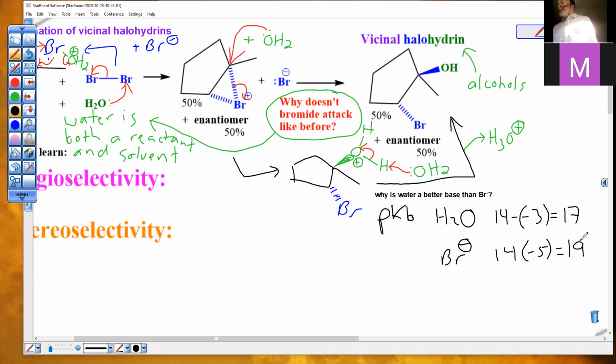That's one part of the answer. The other part of the answer is this sentence. Water is both a reactant and solvent.